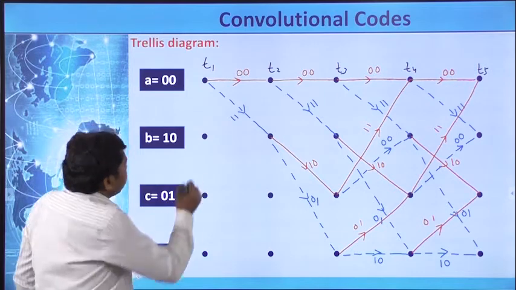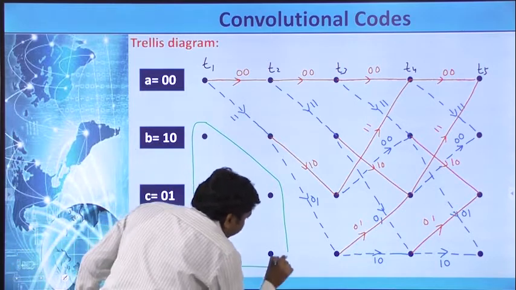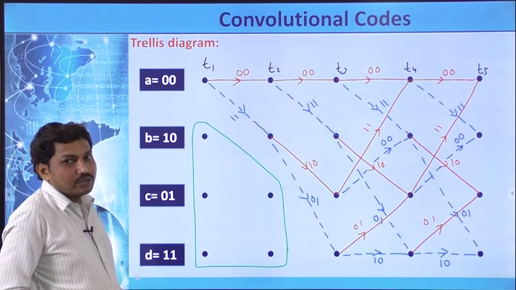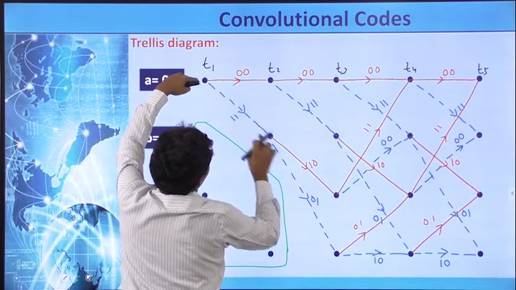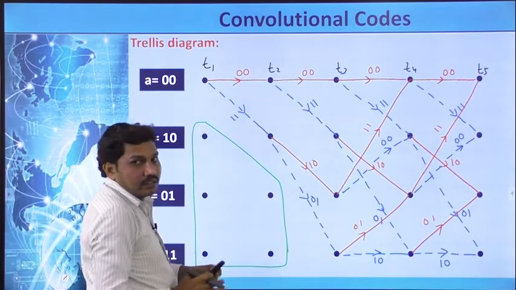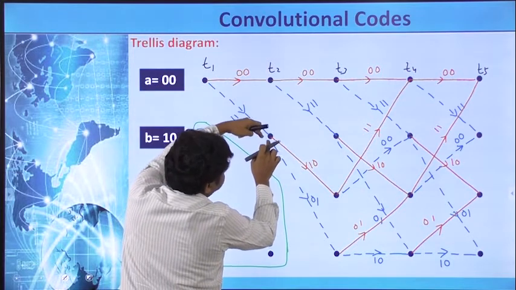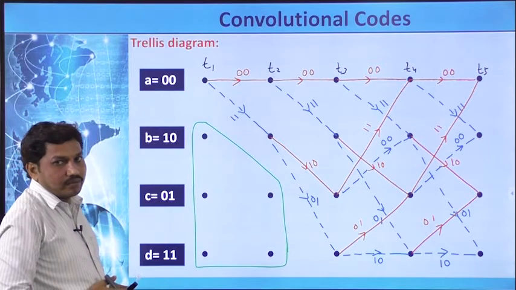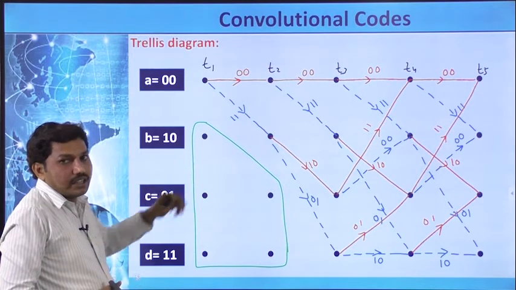You can observe clearly, here there is no connection to these 5 nodes, because we have started at this T1 place and we are moving from this node to this node as well as this node also. From this we started. So see the direction. That's why these nodes do not have any connection. So this is the complete design of the trellis diagram.